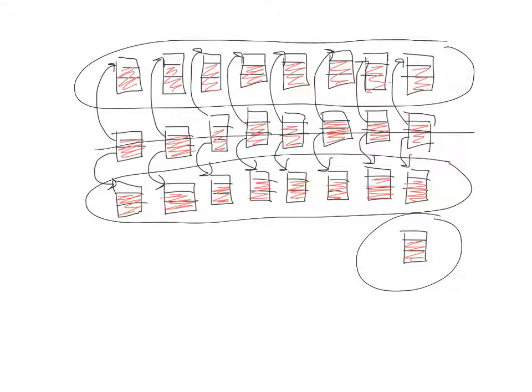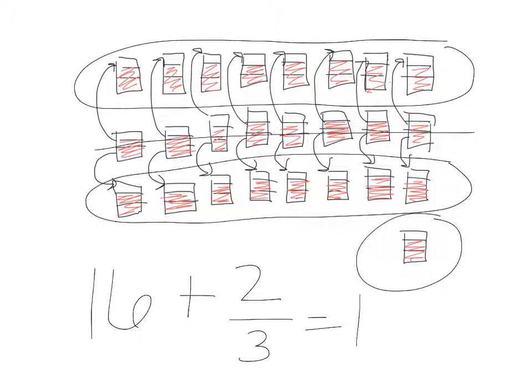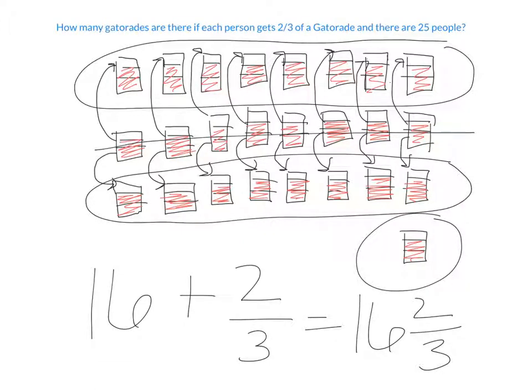And then we can write this as shown, and we will leave it as a mixed number. So we can write 16 whole Gatorades plus the 2/3 that are left, which leaves us as 16 and 2/3 whole Gatorades.